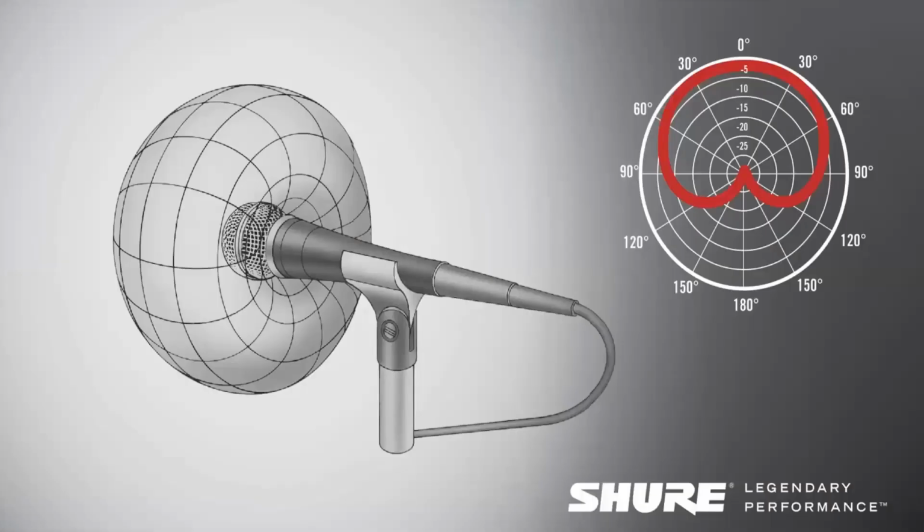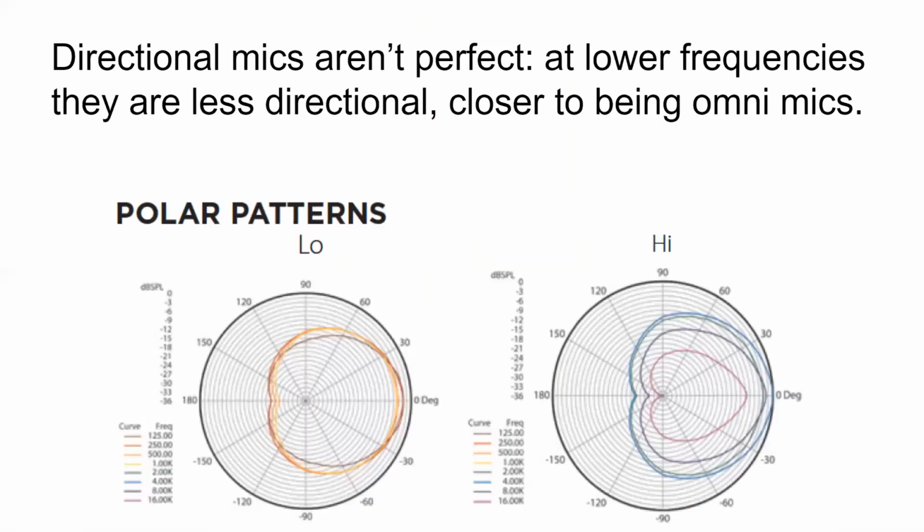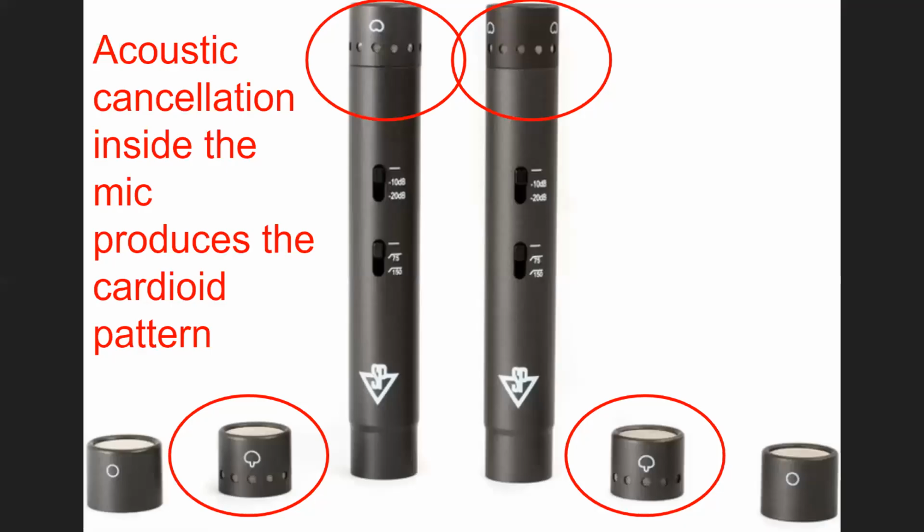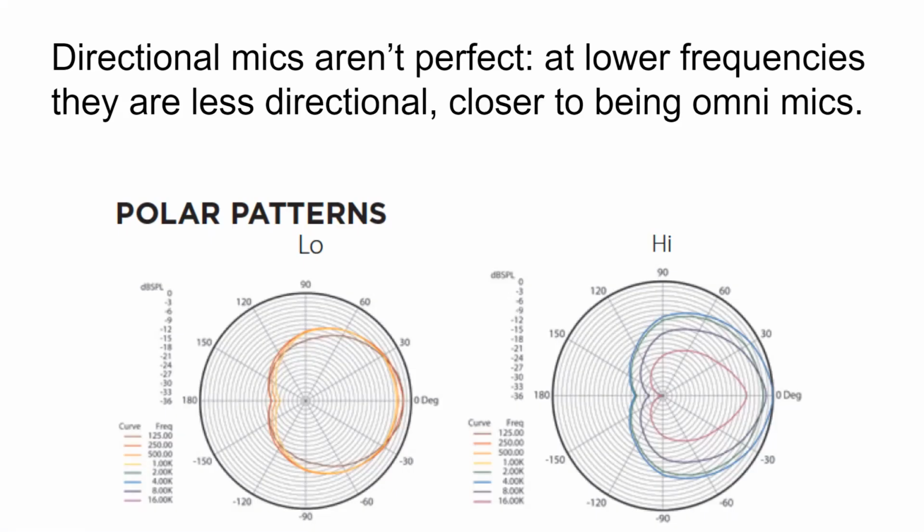These cardioids, you have this kind of heart-shaped pickup pattern, right? But it's not actually true. So the directional mics aren't perfect. And at lower frequencies, they are less directional, and they become more and more like an omni mic. So the amount to which it cancels is different at different frequencies. And so if you now plot the polar pattern by frequency, what you'll see over there on the right, for the high frequencies, it gets tighter and tighter and more heart-shaped. And on the left, as the frequencies get lower and lower, it gets more and more omni.